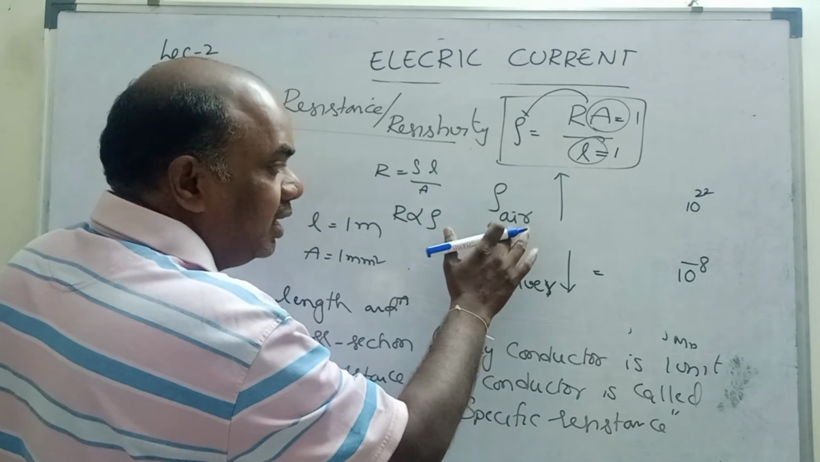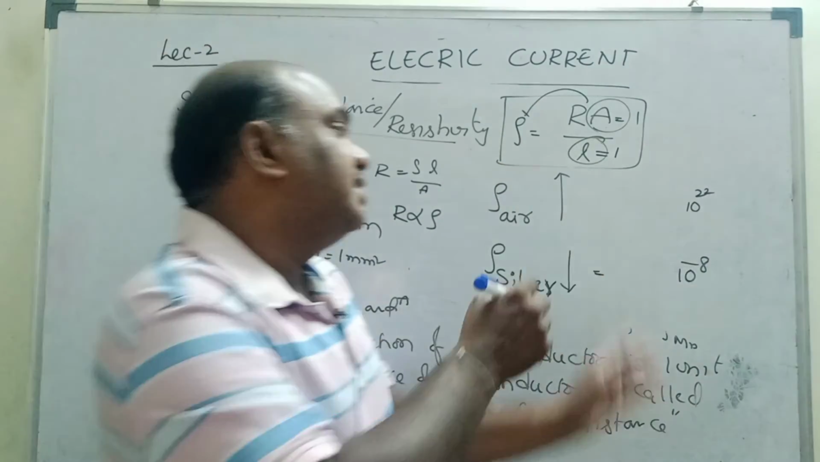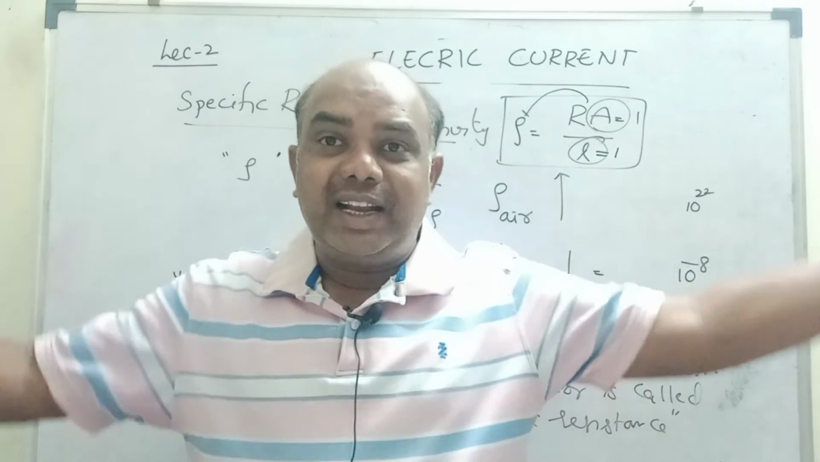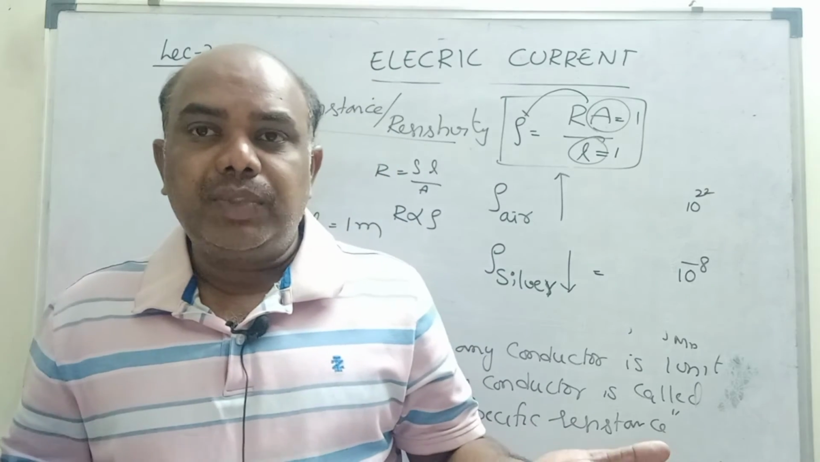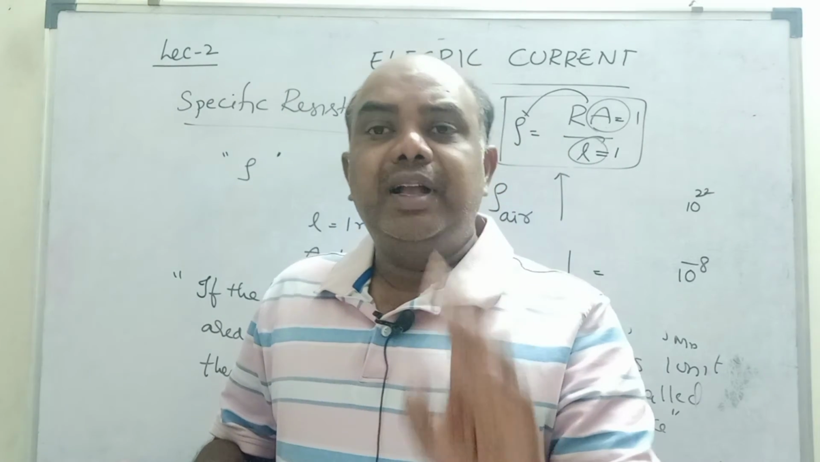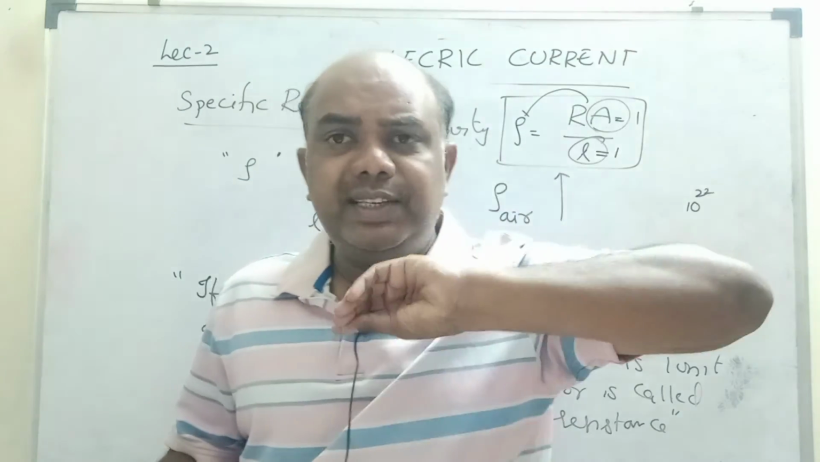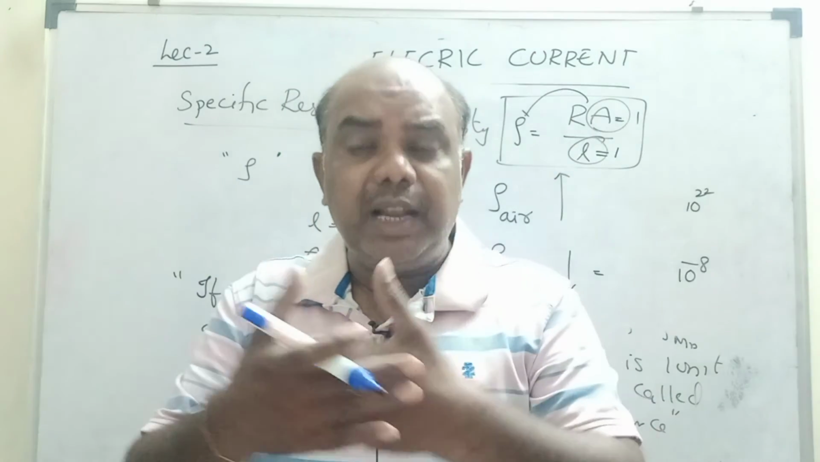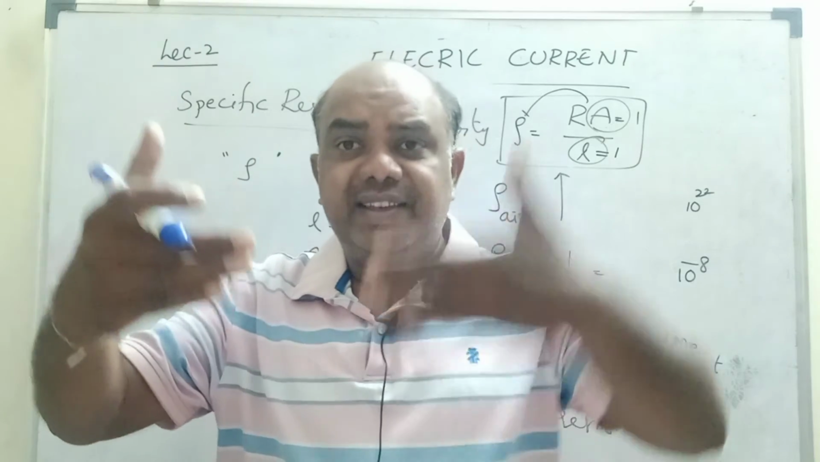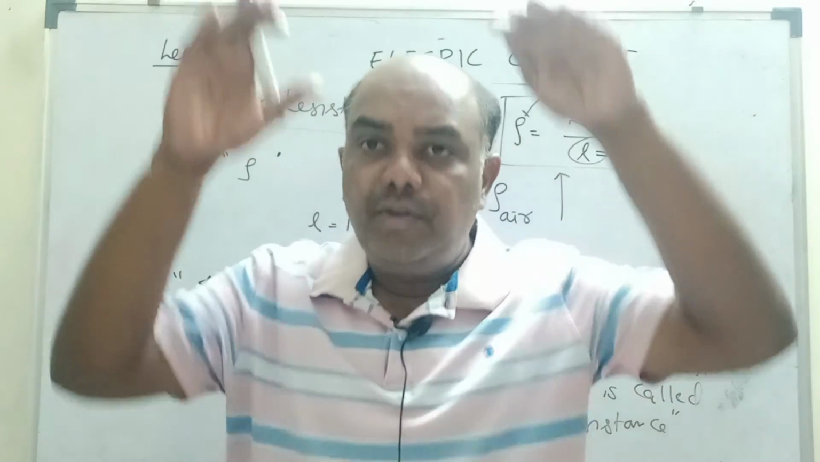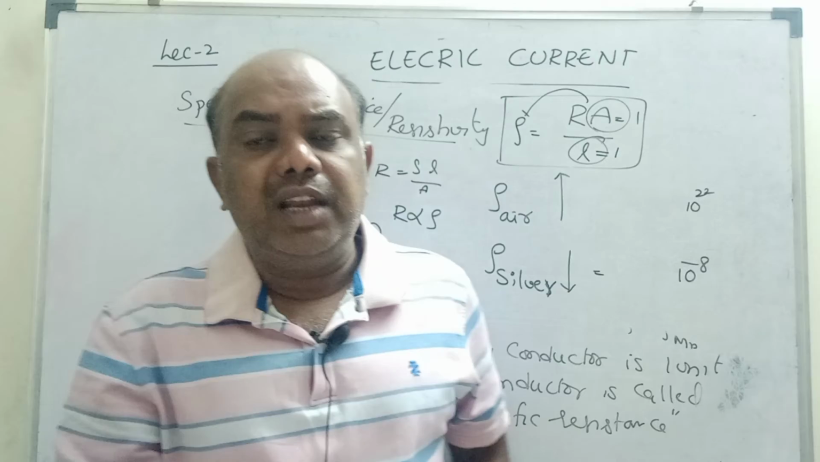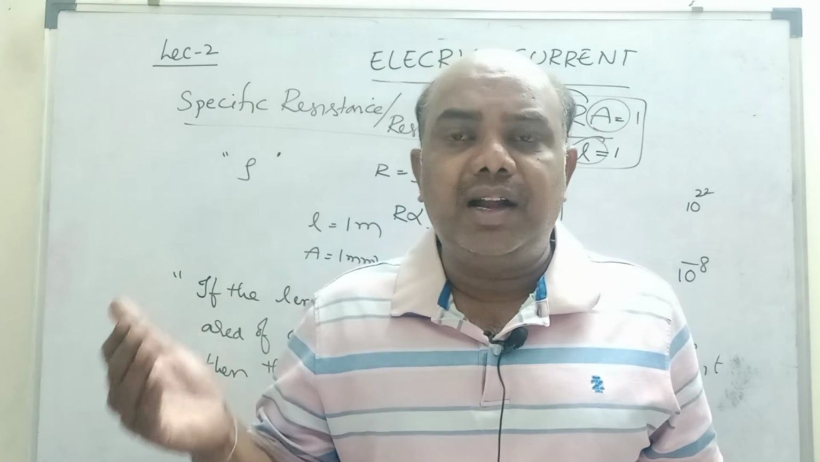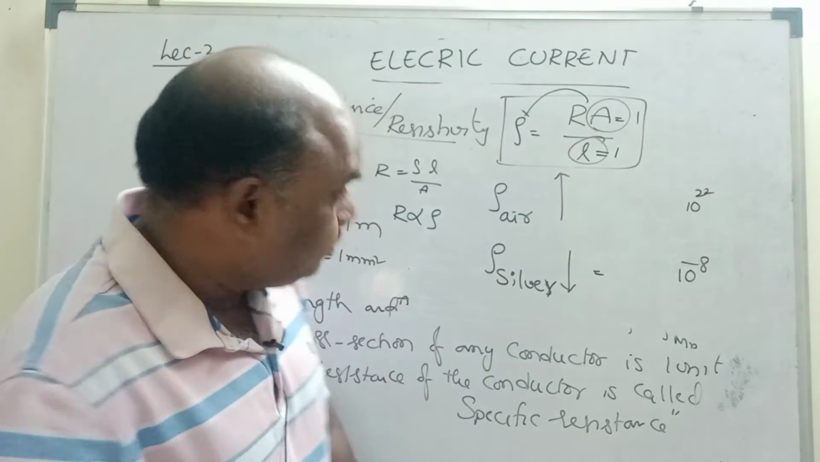Silver is a good conductor, air is a bad conductor. Why? Because its resistivity is very high. If air is a good conductor, we cannot survive on the earth. Why? Because entire current flows in the air, we will die immediately. So, air is a bad conductor because its resistivity is very high. If resistivity is high, resistance also is high, because they are directly proportional. If resistance is more, flow of current is less. Almost in air, current does not flow. Hence, air is a bad conductor of electricity. Understand, children?